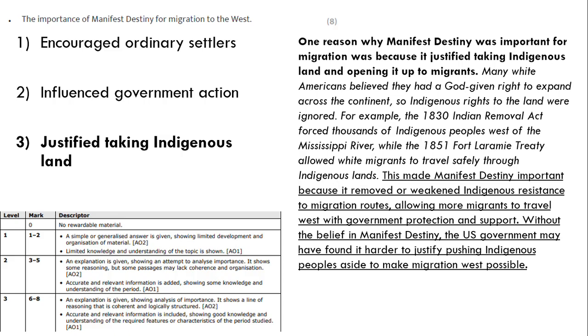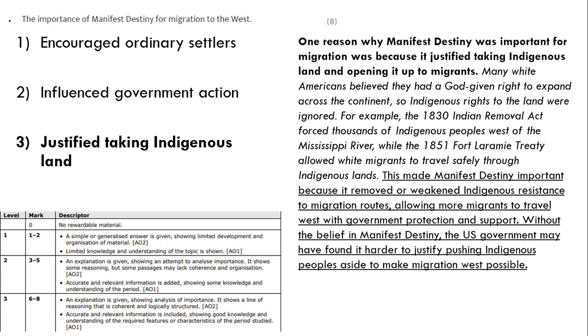1 reason why manifest destiny was important for migration was because it justified taking indigenous land and opening it up to migrants. Many white Americans believed they had a God-given right to expand across the continent, so indigenous rights to the land were ignored. For example, the 1830 Indian Removal Act forced thousands of indigenous peoples west of the Mississippi River, while the 1851 Fort Laramie Treaty allowed white migrants to travel safely through indigenous lands. This made manifest destiny important because it removed or weakened indigenous resistance to migration routes, allowing more migrants to travel west with government protection and support.